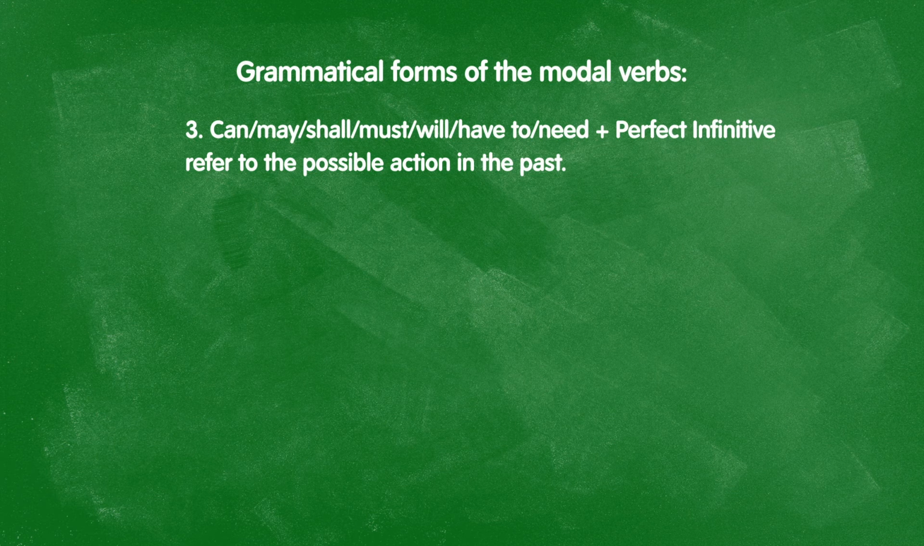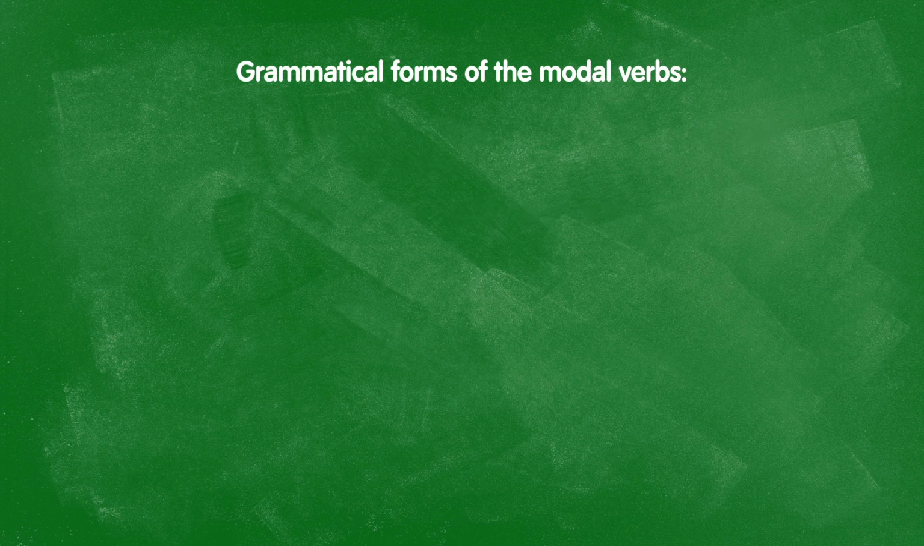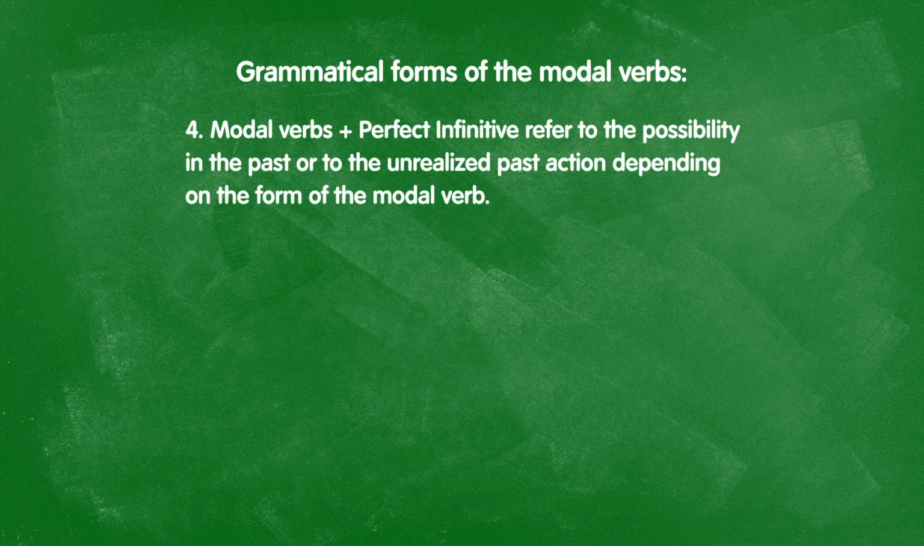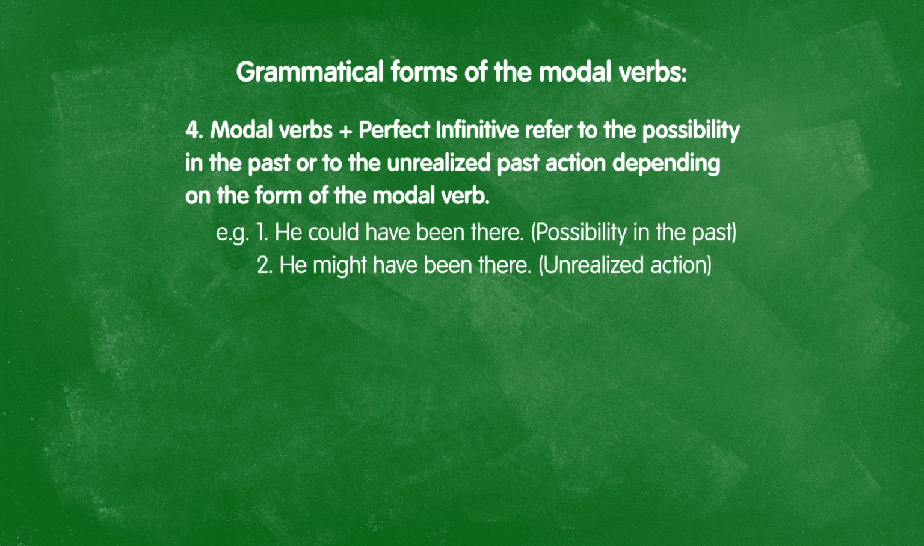Can, may, shall, must, will, have to, and need with the perfect infinitive, however, refer to a possible action in the past. For example, you may have seen this film yesterday. And one more, modal verbs combined with the perfect infinitive refer to a possibility in the past, or an unrealized past action, depending on the form of the modal verb. For example, he could have been there, a possibility in the past, or he might have been there, an unrealized action.